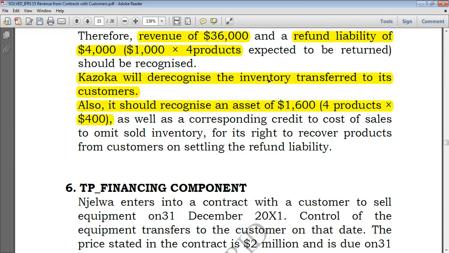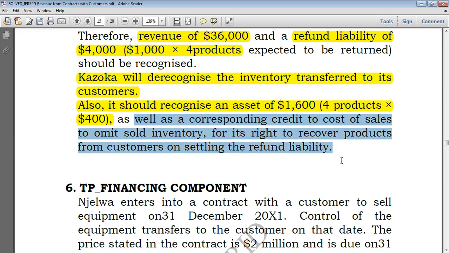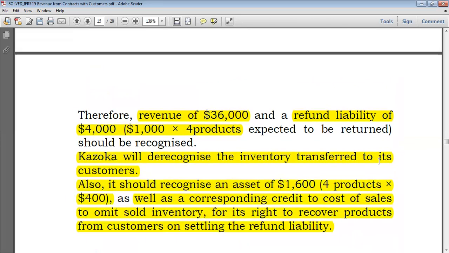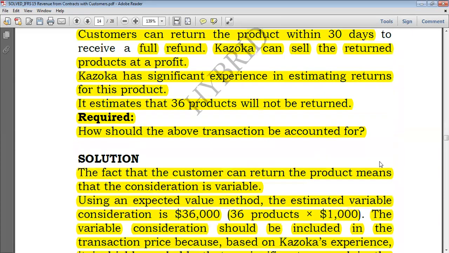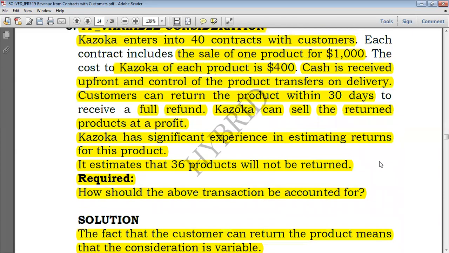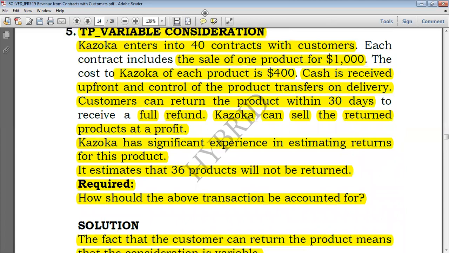So inventory transferred would be recognized, and then we'd have to recognize an asset of this value, as well as a corresponding credit to cost of sales, to omit sold inventory for the right to recover products from customers on certain refund liability. Let me tell you one thing. This issue is actually very, very simple. All you have to do is this one. You do not have to apply such concepts. It's just a normal thing. Let me show you here, and actually you won't believe what I'm just going to do.